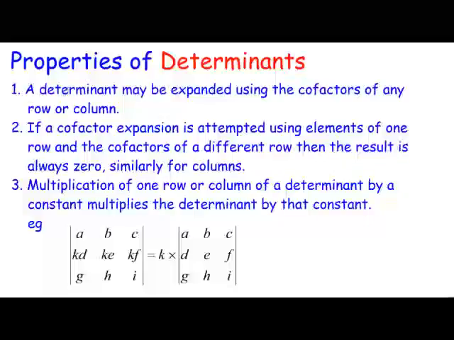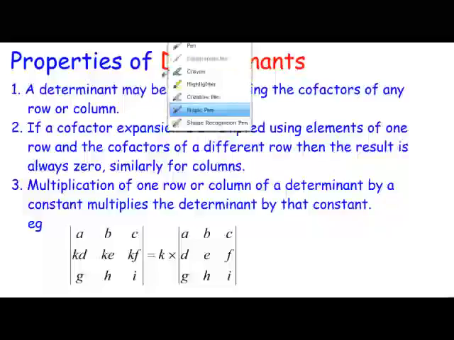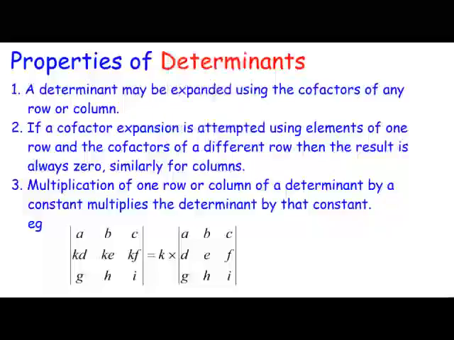Let's get a highlighter pen and just grab a yellow one. All right, so let's quickly go through here. You can see here the determinant may be expanded using the cofactors of any row or column, which is basically what we did before with a row and a column.